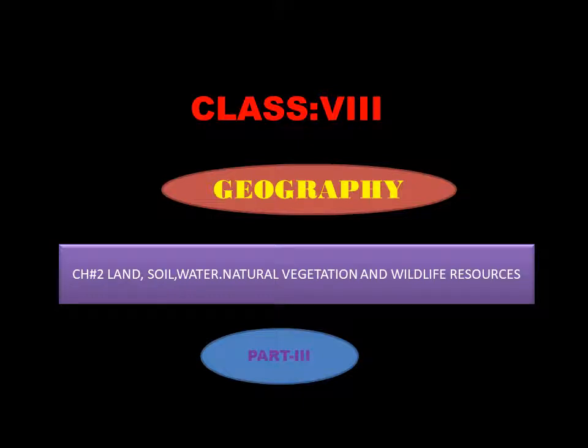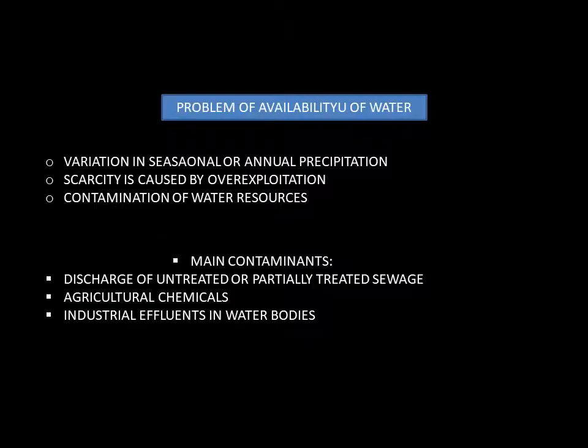Come on, this is the third video of Geography Chapter 2, that is land, soil, water, natural vegetation, and wildlife resources. Problem of availability of water. Children, now there are numerous nations that have acute water shortage. There is a town in Gujarat, in village Amroli, where you have to buy water. The region is marked in yellow, very less water.